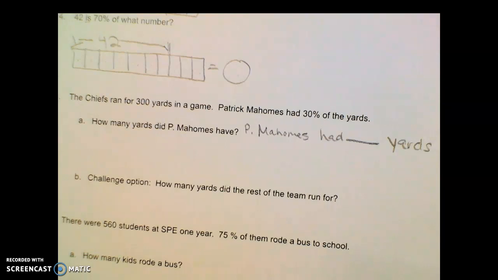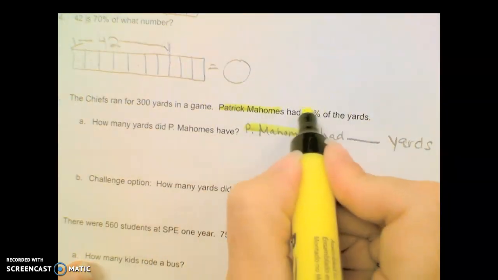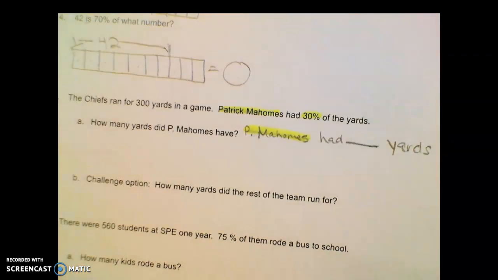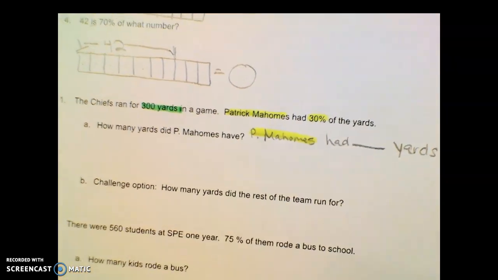So again, I ask myself, am I looking for all of the yards or a part of the yards? Well, in this case, since I'm looking for Patrick Mahomes, and Patrick Mahomes had 30%, I know that's part of the yards. What else do I know? I know that they ran for 300 yards, and 300 yards would be the total amount of yards that they ran for. So always analyzing that part and that whole.